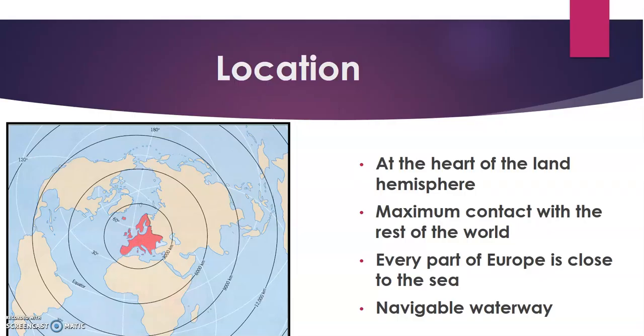The first thing we're going to talk about is Russia's location. So Russia is located at the heart of the land of the hemisphere, has maximum contact with the rest of the world. As you guys can see, they're right here. And every part of Europe is close to the sea. This is very important when we start talking about imports and exports.